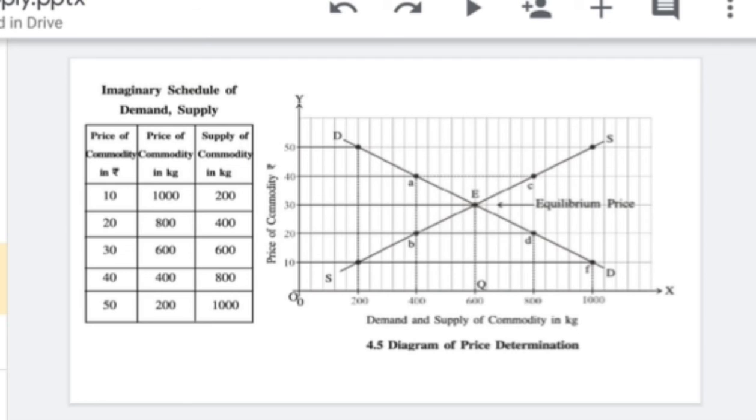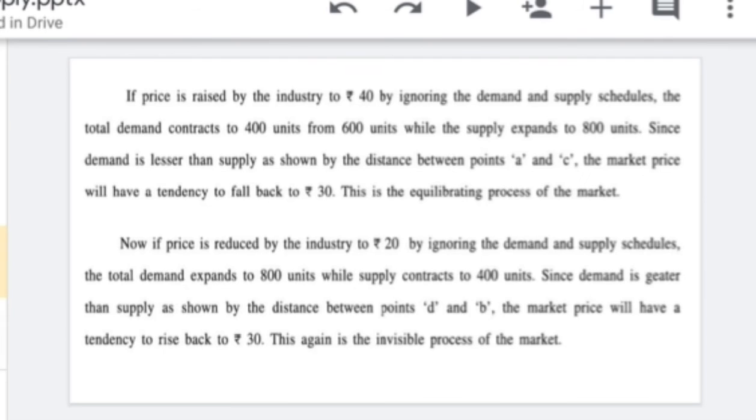Yes, price determination is given by Marshall. Same thing I have explained over here.